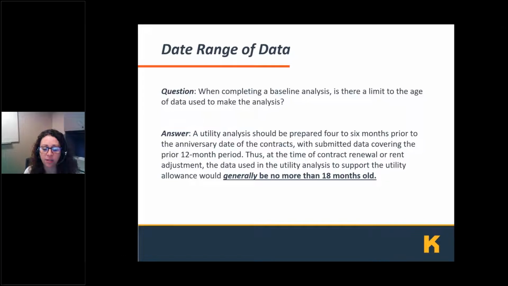Like I said before, these baselines are really designed so that we can get the most accurate and current information on utilities so that it benefits the tenants in a positive way. So we want to make sure that we're not using old data. So the guideline that we follow is generally no more than 18 months old. So we are flexible with that because we understand utilities bill differently, their billing cycles are different. So you may not be able to get the month that we're asking for, and that's okay. And we'll talk about that here a little bit later. But in general, we want your data to be no more than 18 months old.